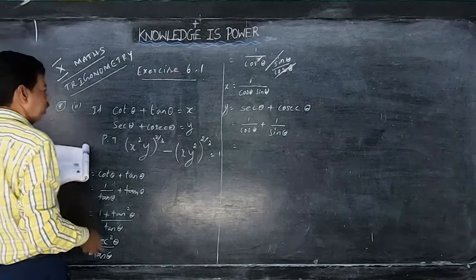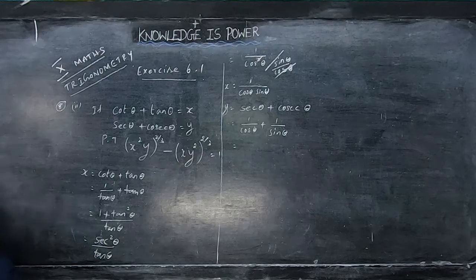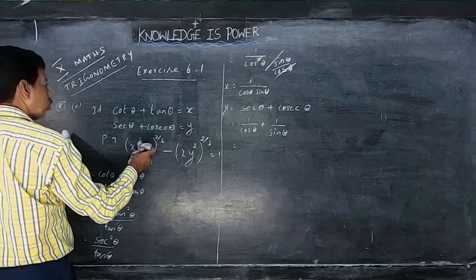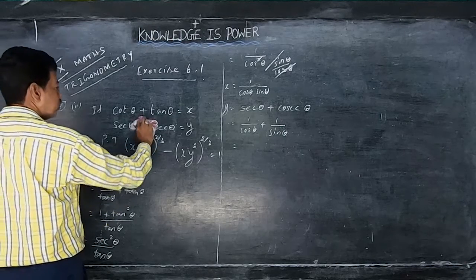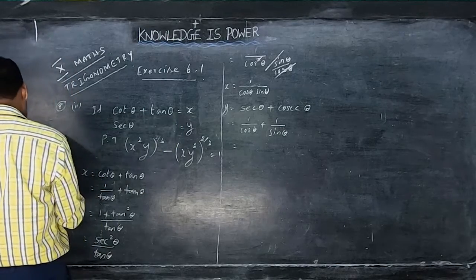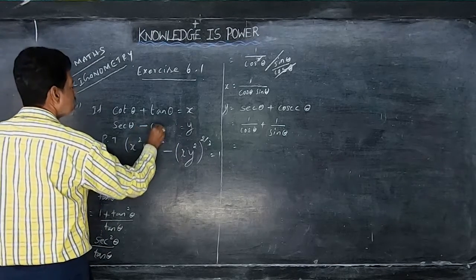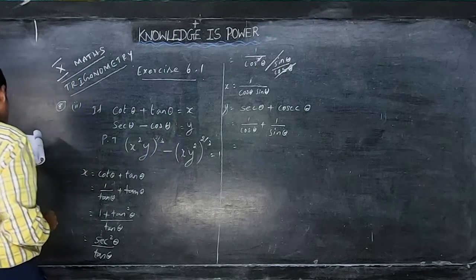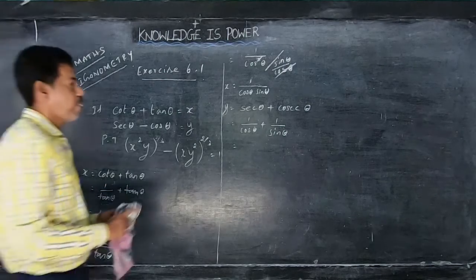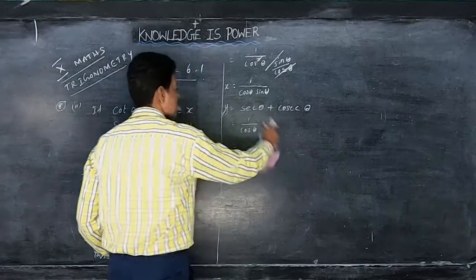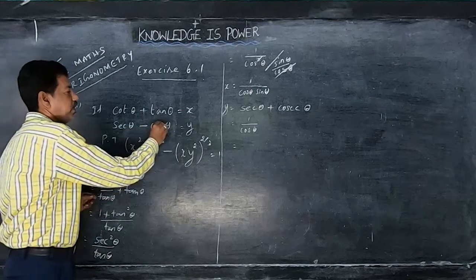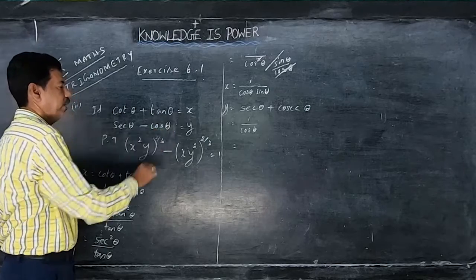So okay, I think I wrote the question wrongly. I wrote the question wrong. Cot theta plus tan theta equal to x. What is the value of y? I have written y as the next question. Secant theta minus cos theta. Okay, so here I wrote half of the next question, so erase a little and change it.